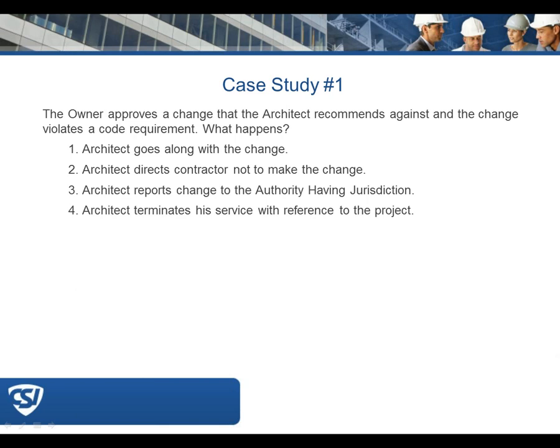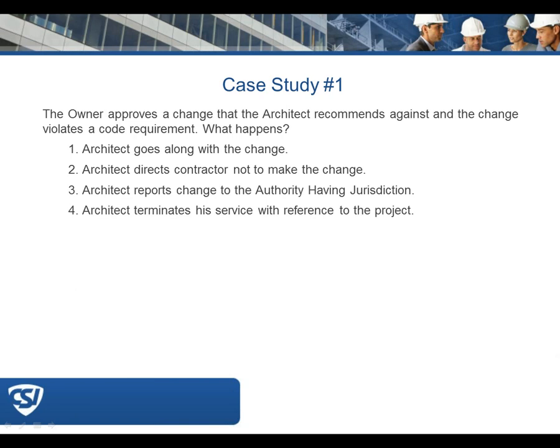Jim, I agree with you 100%. Most jurisdictions, and I know North Carolina is one of those, require in our licensing laws, it's required legally for us to notify the AHJ if we become aware of a decision that the owner is making against our recommendation that violates the building code. So if you don't do that, you're running afoul of the licensing laws.